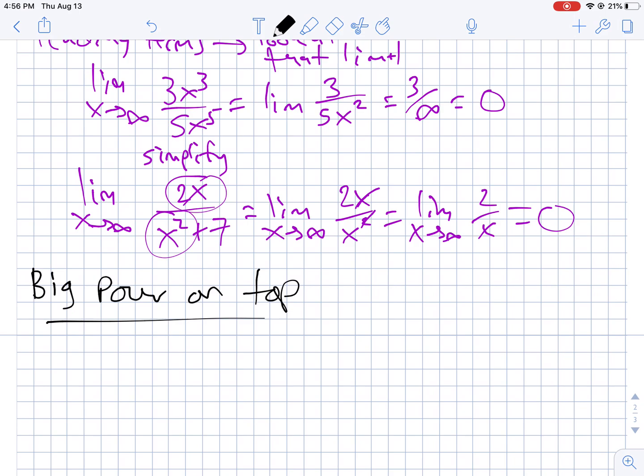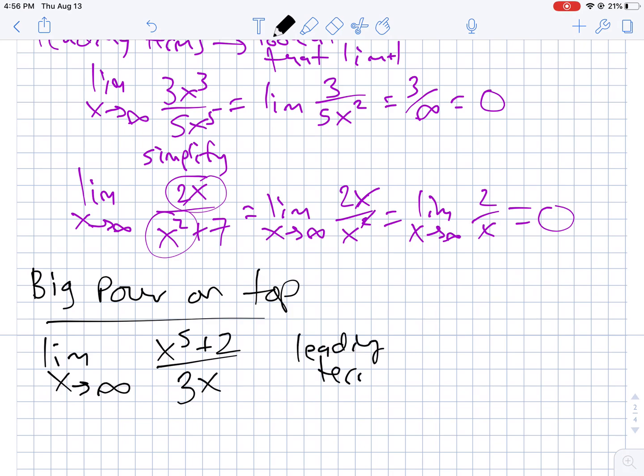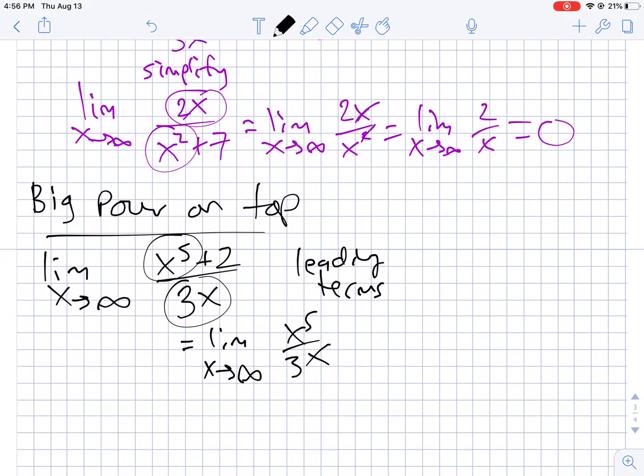Okay, you can make your predictions here. So if you have a bigger power on top, say the limit as x goes to infinity of x to the 5th plus 2 over 3x. Again, let's just look at the leading terms. So this turns into a limit as x goes to infinity of x to the 5th over 3x. I just look at those terms with the biggest power. They're not the ones that go first, it's the ones with the biggest power. So the x is canceled, and it just becomes a limit as you go to infinity of x to the 4th over 3, which goes to infinity over 3, which is infinity. Infinity to the 4th obviously is infinity.